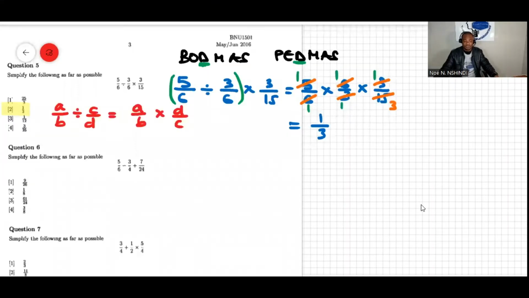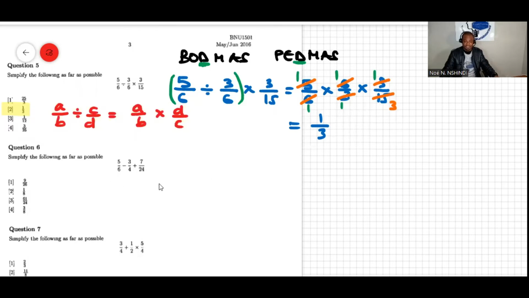Well, this is the BNU 1501 May-June 2016 paper. Question 6 says simplify the following as far as possible. Now we have these fractions here.